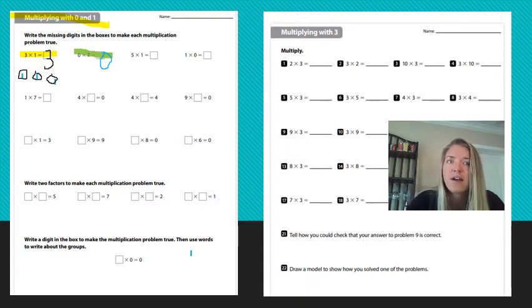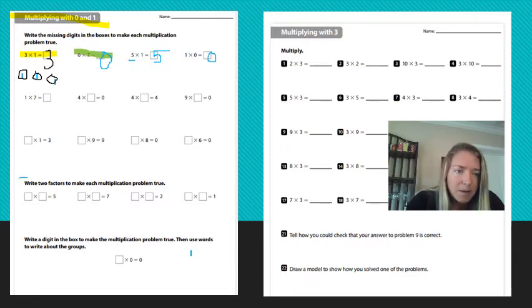This next one, 5 times 1, I think about my rule. I see 5 multiplied by 1. I know it's going to be itself. My answer will be 5. My next one, 1 times 0. I know any number multiplied by 0 will equal 0. You're going to go ahead and complete this page on your own.